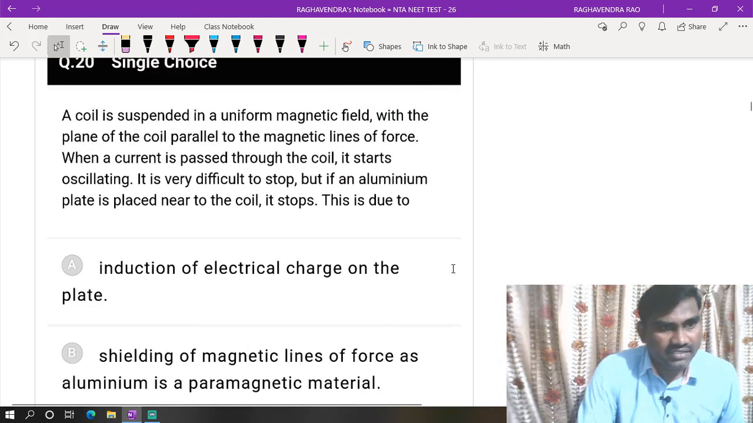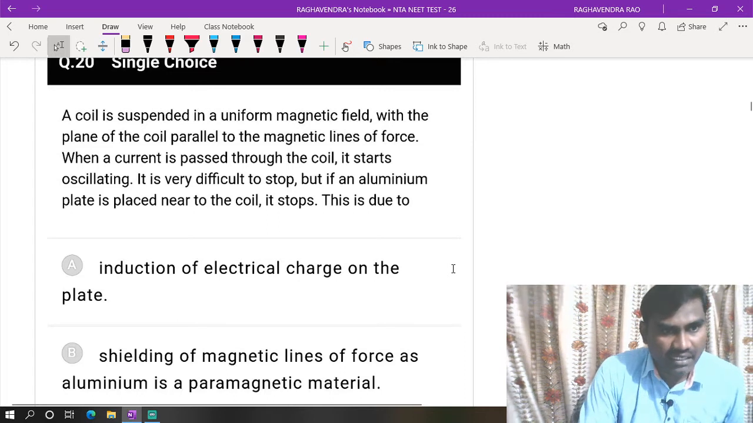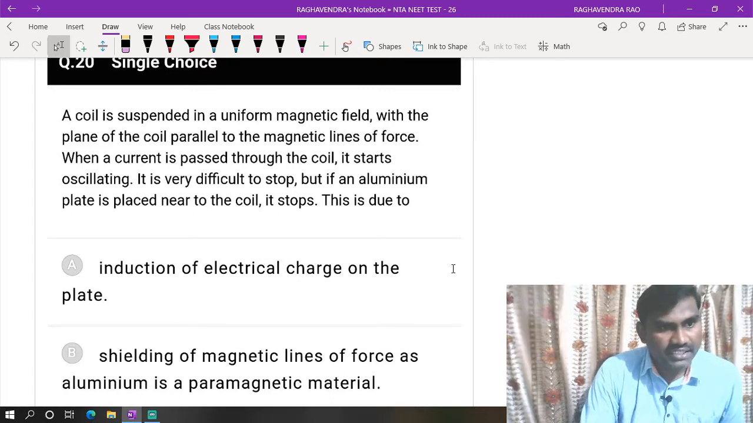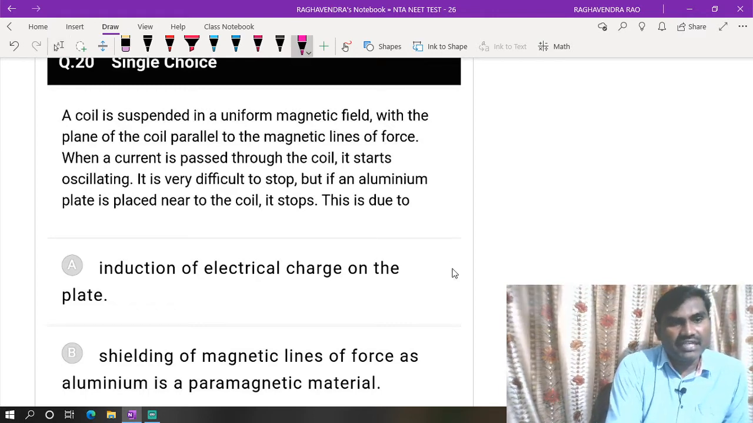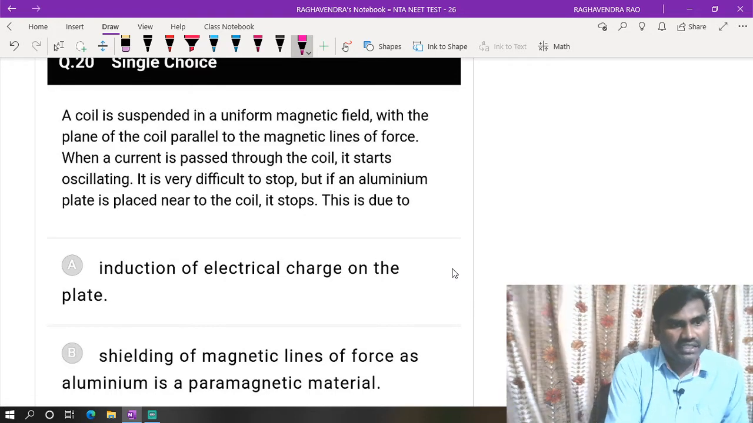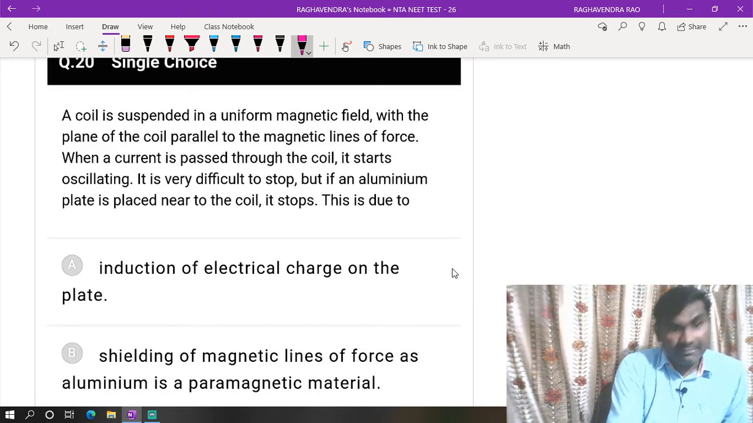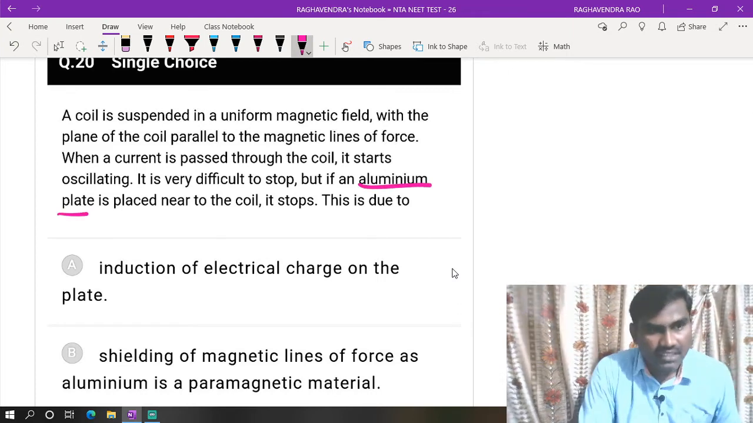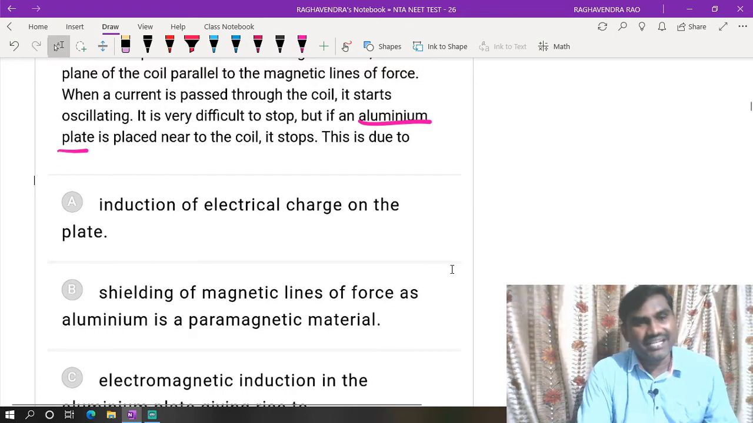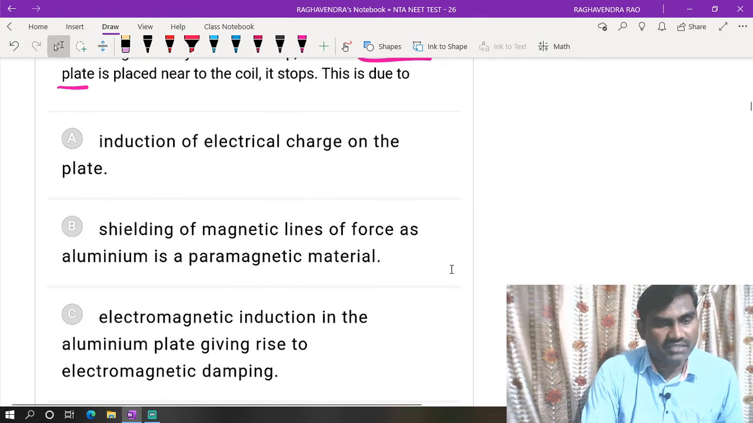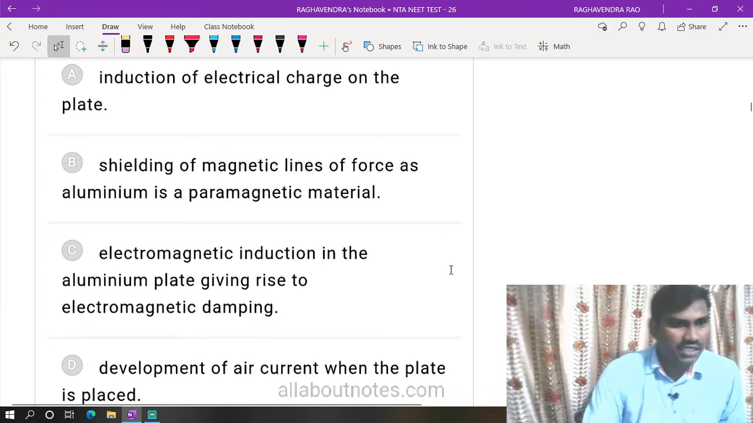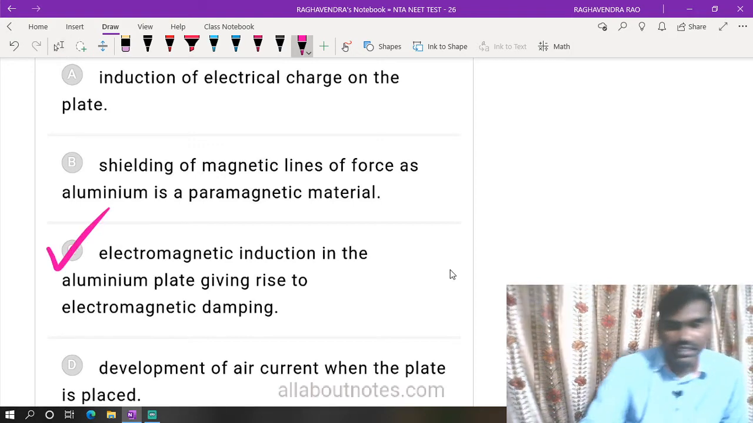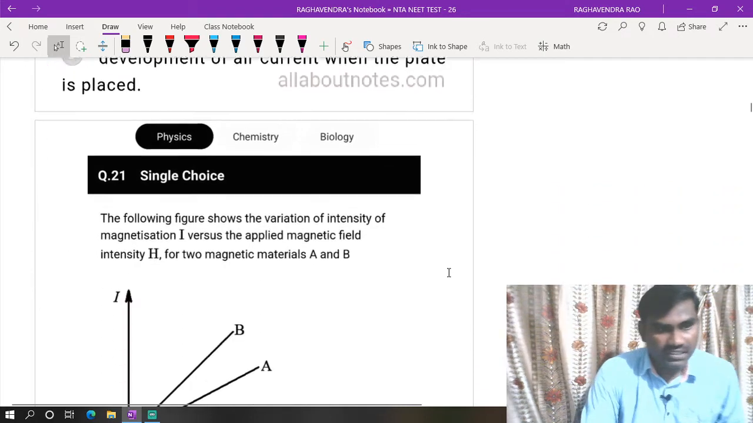Right. A coil is suspended in a uniform magnetic field with the plane of the coil parallel to the magnetic lines of force. When current is passing through the coil, it starts oscillating because a current carrying conductor placed in a magnetic field will experience a torque. So because of the torque, it is oscillating, but it is very difficult to stop. But if an aluminum plate, a conducting plate, is placed near the coil, then what happens? There is an induction process created between these two. Because of that induction, there will be electromagnetic damping. So electromagnetic induction in the aluminum plate gives rise to electromagnetic damping. That means oscillations will slowly decrease.